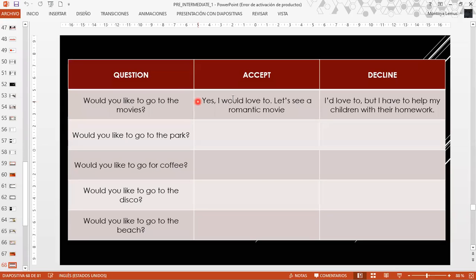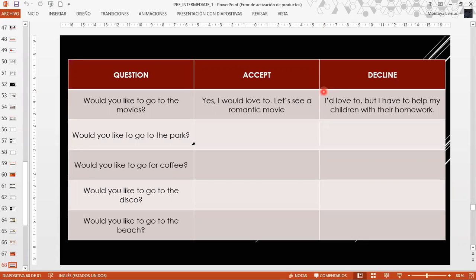Okay? You can also use a contraction here: I would, I'd. Or declining the invitation: I'd love to, but I have to help my children with their homework. Okay? So usually, to be polite, to express good manners, when you decline an invitation, you give a reason why. You don't just say, oh, no, thanks. It is polite and good to tell the other person why you are declining the invitation. So this is one way to say no in a very polite form.